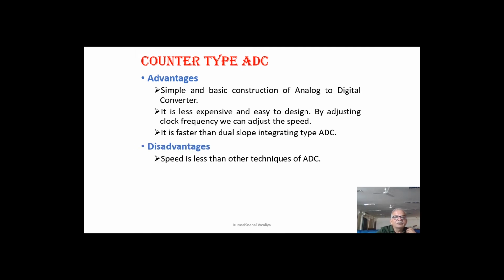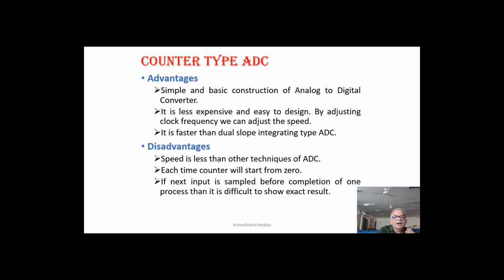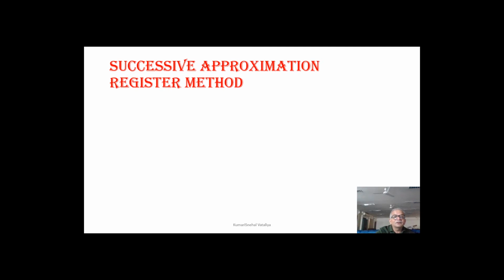Disadvantage: the speed is less than other techniques of ADC. Each time the counter will start from zero, and then the next input is sampled. If the next input is sampled before the completion of one process, then it is difficult to show the proper result. So the sampling interval should be sufficiently large.